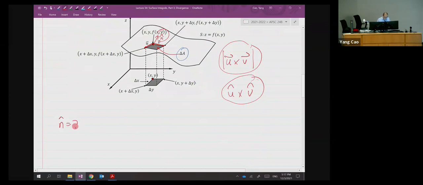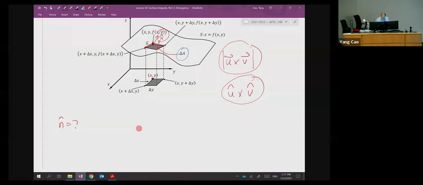So, what is n hat? And what would be the dA? If I find n hat, then I will be able to find dA, right? Because I already got n hat dA. So let's see, what would be the n hat then? N hat, as a matter of fact, you can obtain it based on what we have learned.